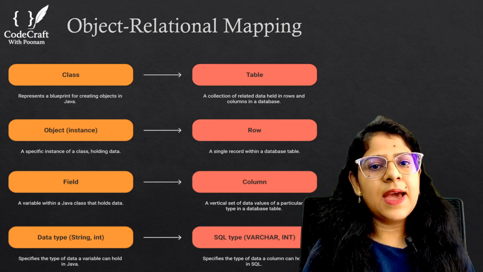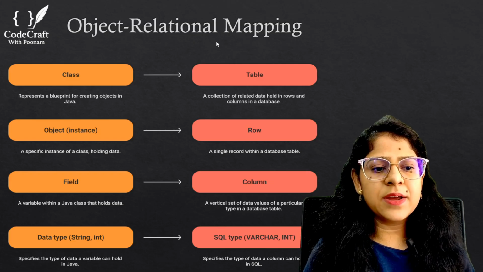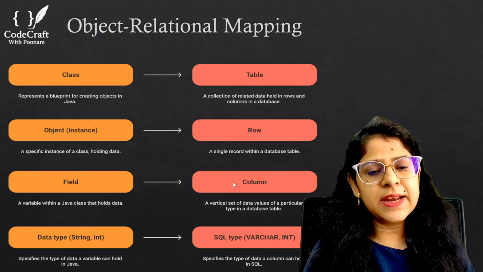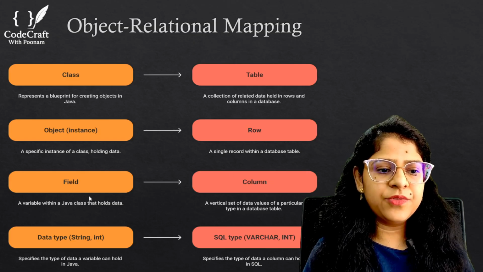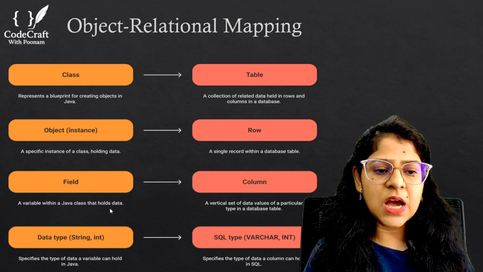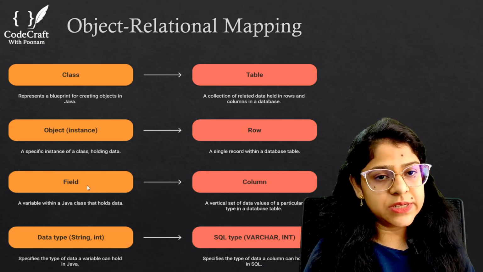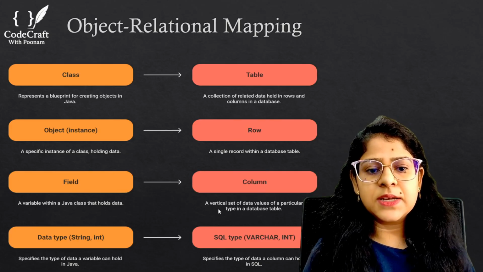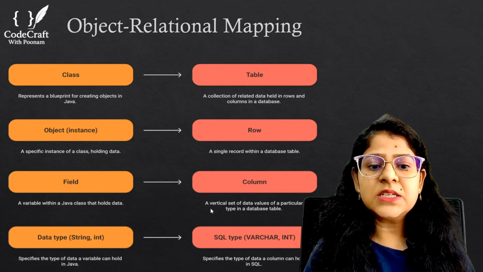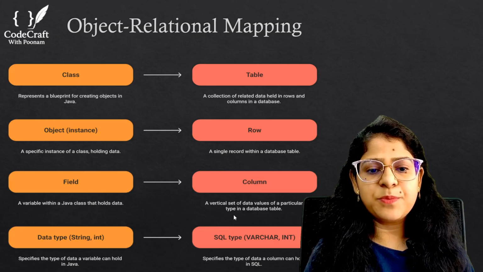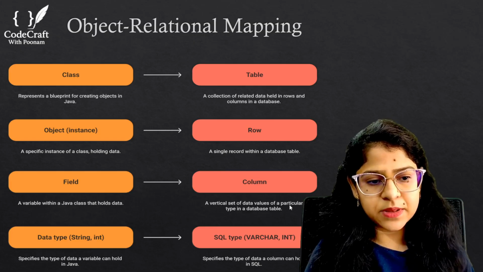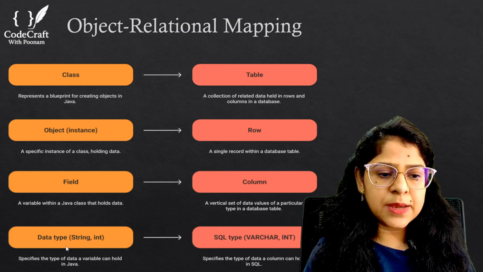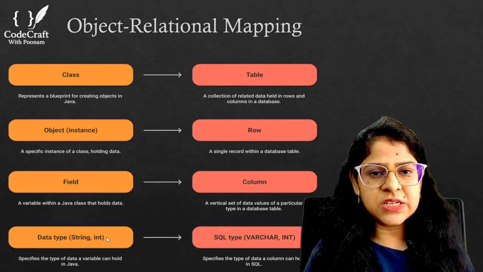And then this ORM is a bridge for field and column. A field is nothing but a variable within a Java class that holds data, and from field it converts to column. A column is a vertical set of data values of a particular type in a database table.